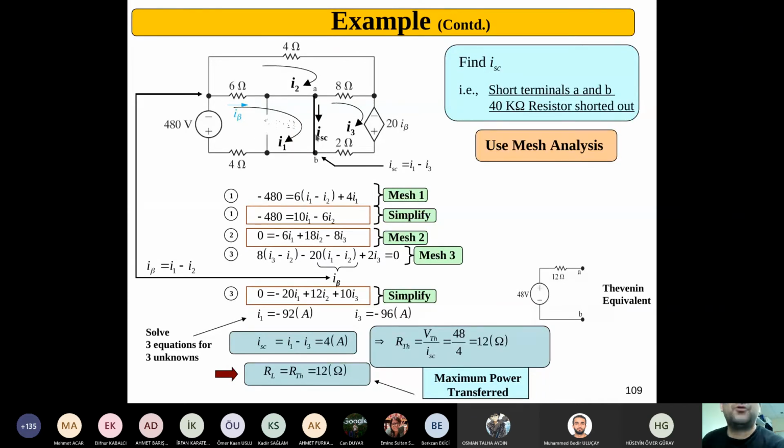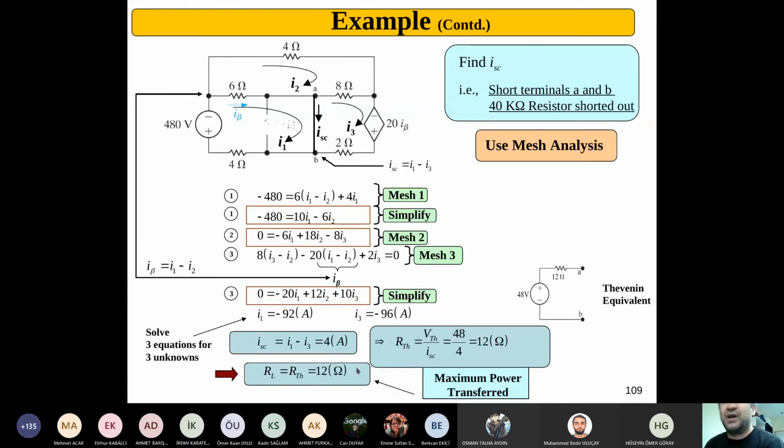Now to calculate I circuitry, just write 3 mesh equations, I1, I2, and I3. Just do the same kind of analysis. This time I3 is equal to I1 minus I3. I short circuit will be equal to I1 minus I3. You'll end up with 3 equations and 3 unknowns. When you solve those equations, you'll be able to calculate I short circuit between those two terminals.